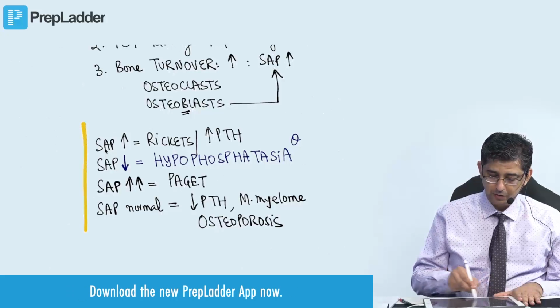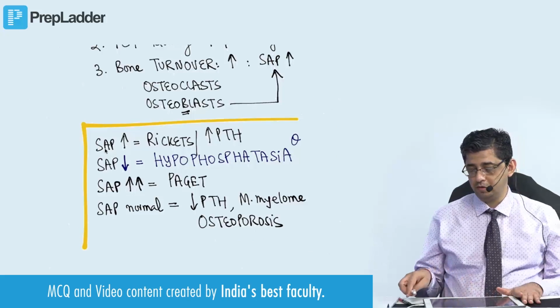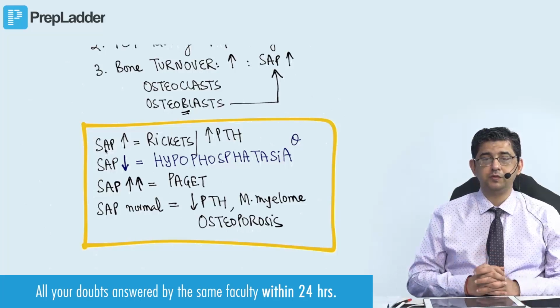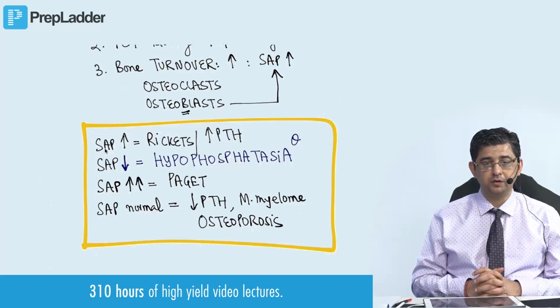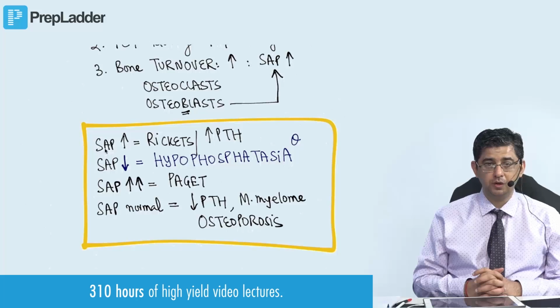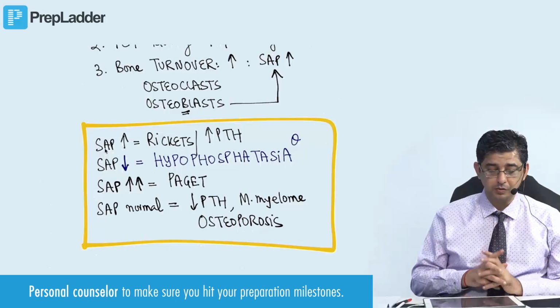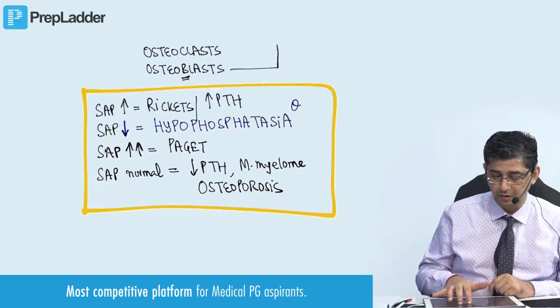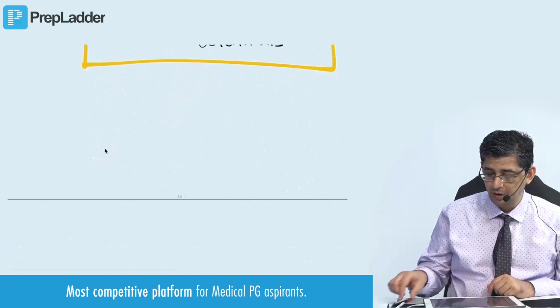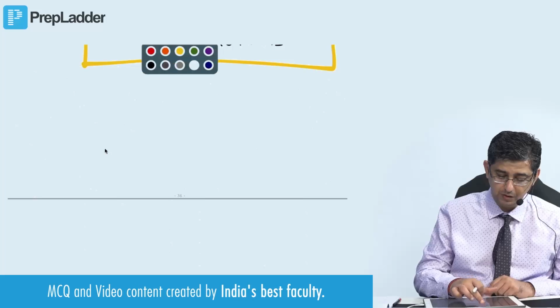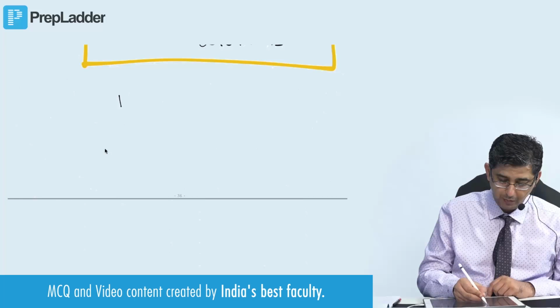SAP values are elevated in rickets, osteomalacia, and hyperparathyroidism. They are lesser in hypophosphatasia, disproportionately rising in Paget's disease, and normal in hypoparathyroidism, multiple myeloma and osteoporosis. Now, based on this discussion, let us look at what is actually going to happen if the PTH values in the patient are increased, and the topic that we are discussing now is known as primary hyperparathyroidism.